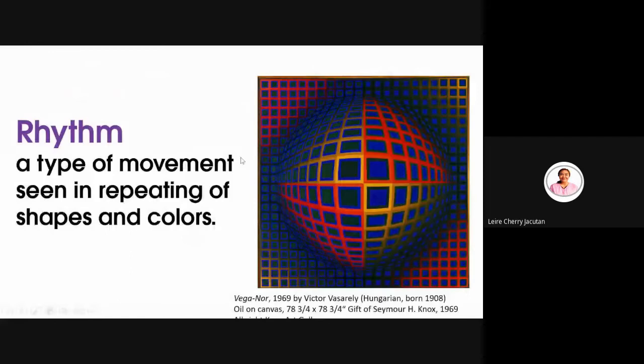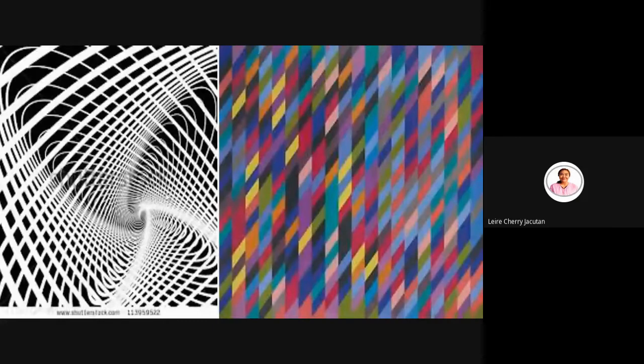Then, principle of rhythm naman is also related to the principle of movement. Pero dito naman, yung movement na ginagawa niya is through repeating shapes and colors. Usually, ginagamit itong context of rhythm, yung principle of rhythm, kapag mga abstract paintings, gaya nitong mga nakikita ninyo ngayon, or mga geometric abstraction. Yan. So, meron siyang kine-create na mga optical illusion. Yan. So, nagkakaroon ng sense of rhythm kasi paulit-ulit yung image, paulit-ulit yung mga figures na yan, na parang as if nagpo-form siya ng illusion of movement.